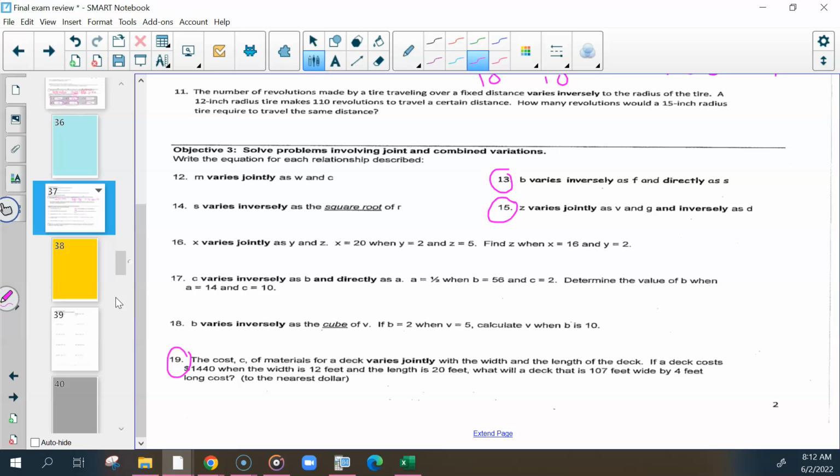So for 13, B varies inversely, so this is going to be B equals inversely as F, so that means F needs to be dividing K. There's always going to be a K no matter what. And directly as S means we can put S next to it, or we can put S in the numerator. Directly is multiplying, inversely is dividing. Questions on that?